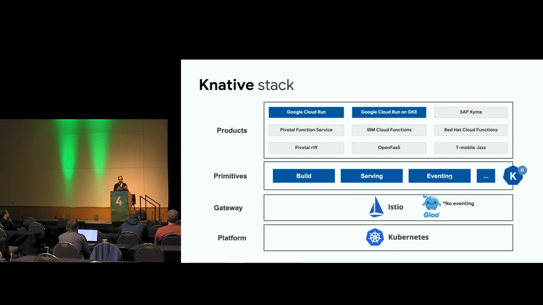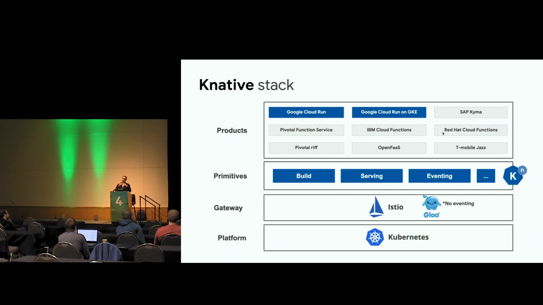And then the idea is that on top of Knative, you have other products that run. For example, Google Cloud Run. It's a managed serverless framework that we announced a couple of weeks ago at Google Cloud Next. And then there's a version of Google Cloud Run that runs on GKE as well. These are built on top of Knative. And other companies are also building on top of Knative.